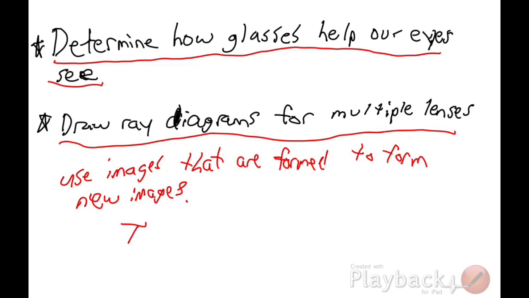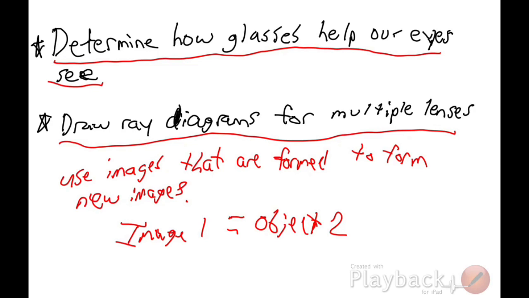object, this is image 1, becomes object 2. Object 1 forms image 1, and then image 1 becomes object 2, which forms image 2. So yeah, it continues that pattern.